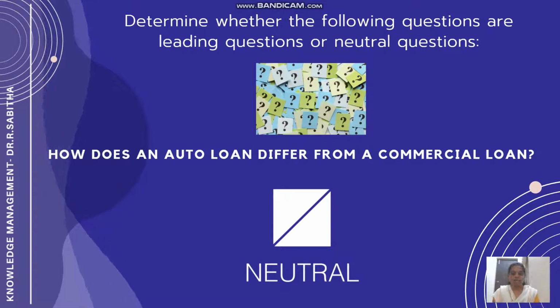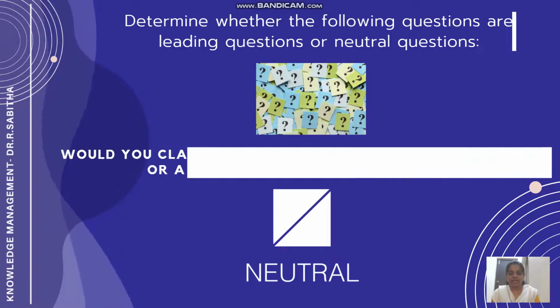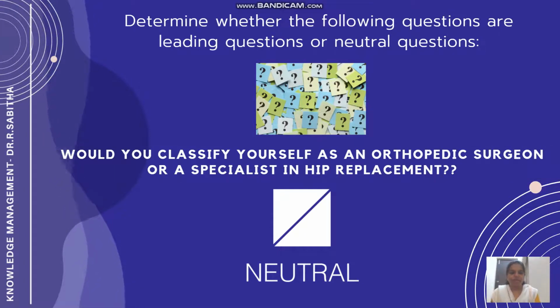Next, let me see one more scenario where a question will be asked like this: would you classify yourself as an orthopedic surgeon or a specialist in hip replacement? So here again, you might have an answer like, yes, I am an orthopedic surgeon or a hip replacement specialist. You can only have this or that answer, but not beyond it. When you are asking a physician, a surgeon, you will only get these two kinds of answers. In this case, there is no need for any kind of biasing in the answer. So this again falls into the neutral question category.